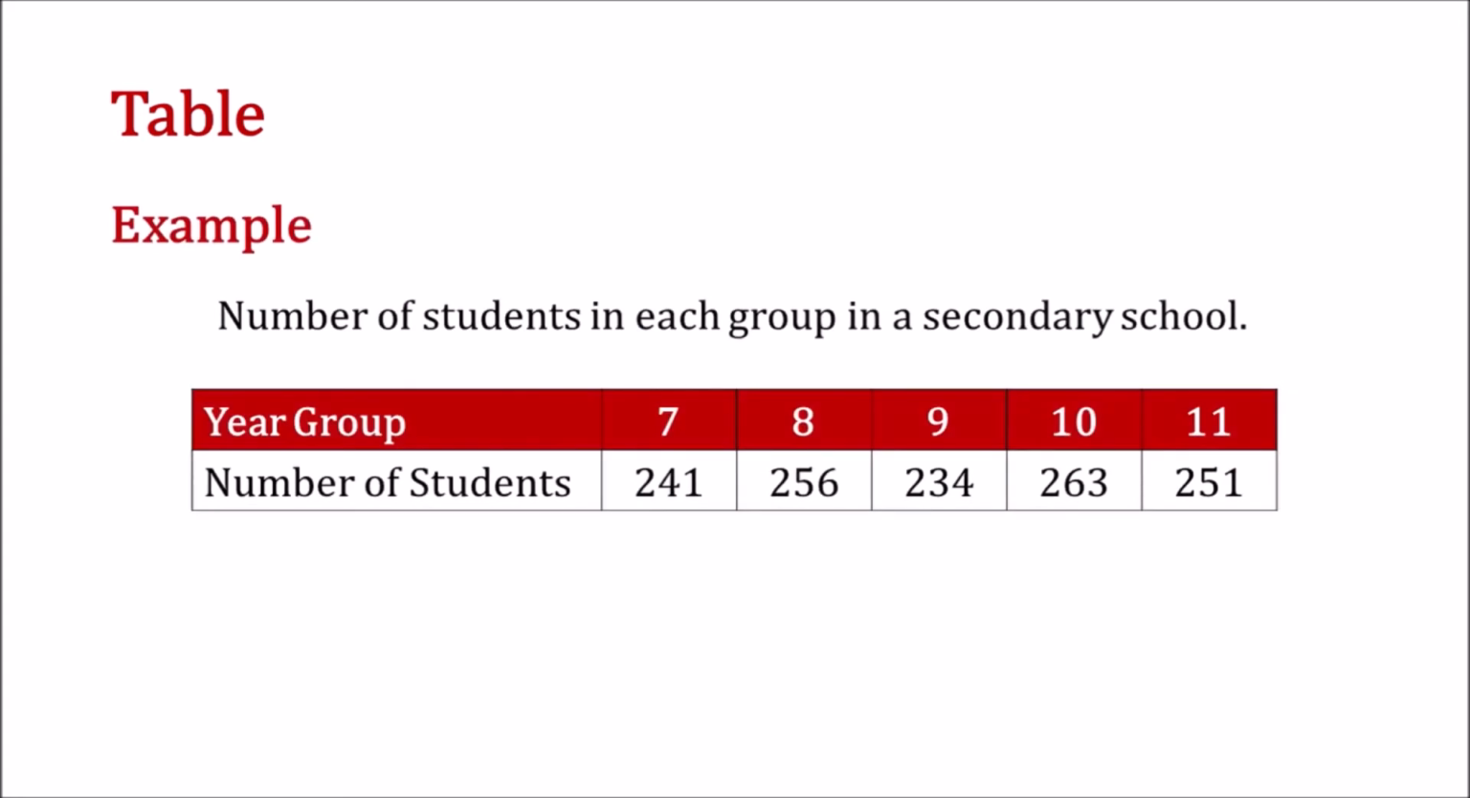Example: this is the table of the number of students in each group in a secondary school. We will read the table. In the 7-year-old group, there are 241 students. In the 8-year-old group, there are 256 students. In the 9-year-old group, there are 234 students. In the 10-year-old group, there are 263 students. In the 11-year-old group, there are 251 students.